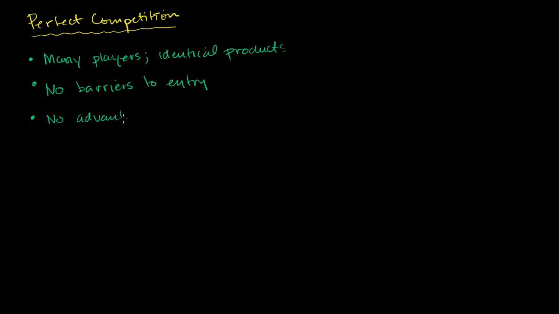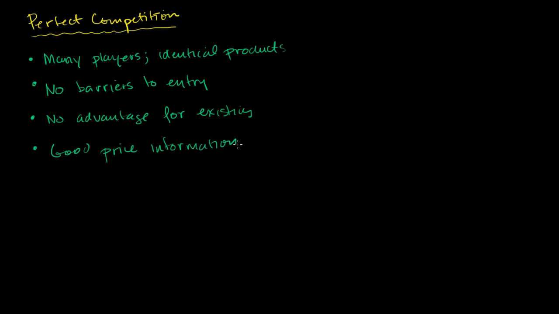On top of that, there can be no advantage for existing firms. So once someone jumps into the fray, assuming that they're somewhat competent, they are going to be able to compete on equal terms with the people that are already there. And then the last one, and this is important, is that you have to have really good price information, that the buyers and the sellers all have to know about each other's prices. The buyers need to know all the prices so that they can really do good comparison shopping, and the sellers need to know everyone's prices so that they can match prices really well. So good price information.